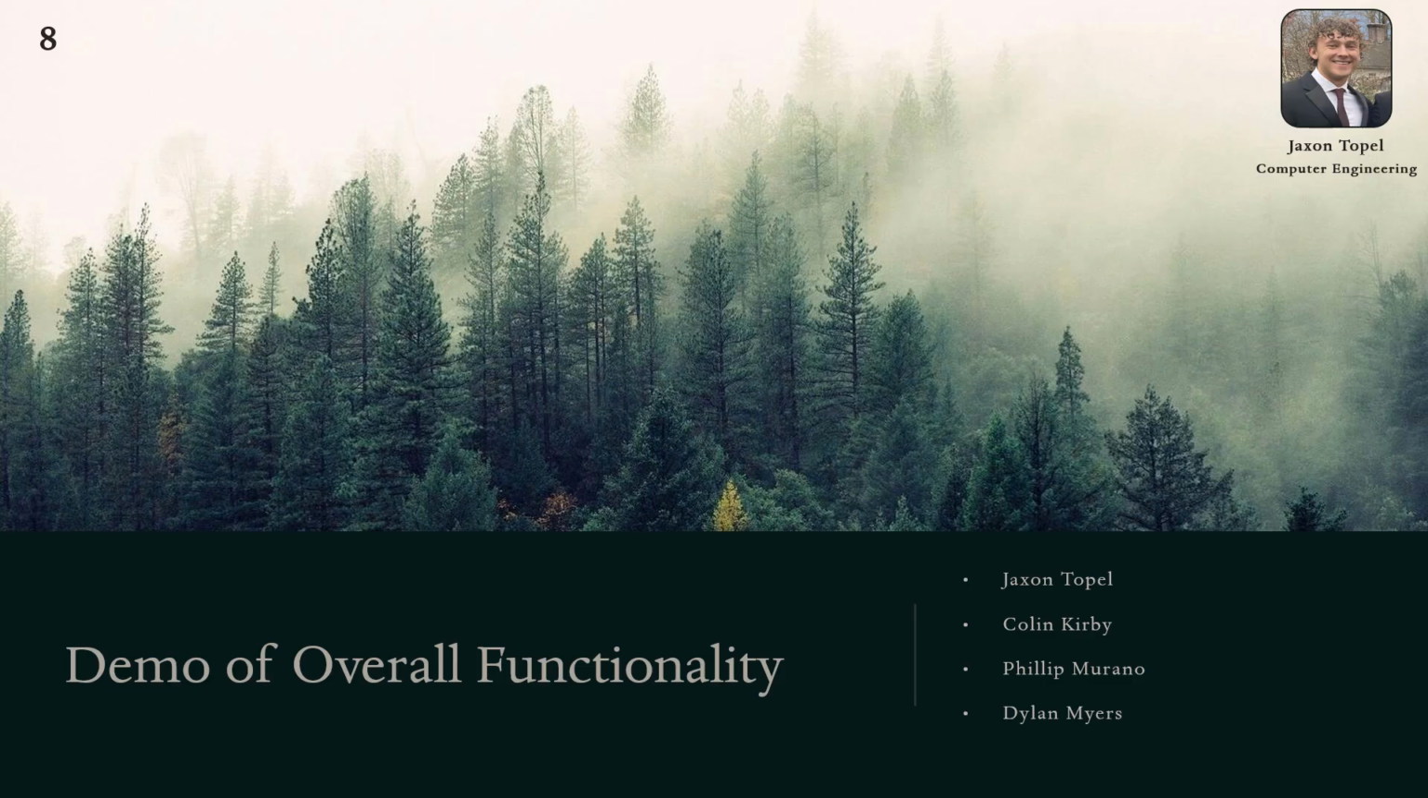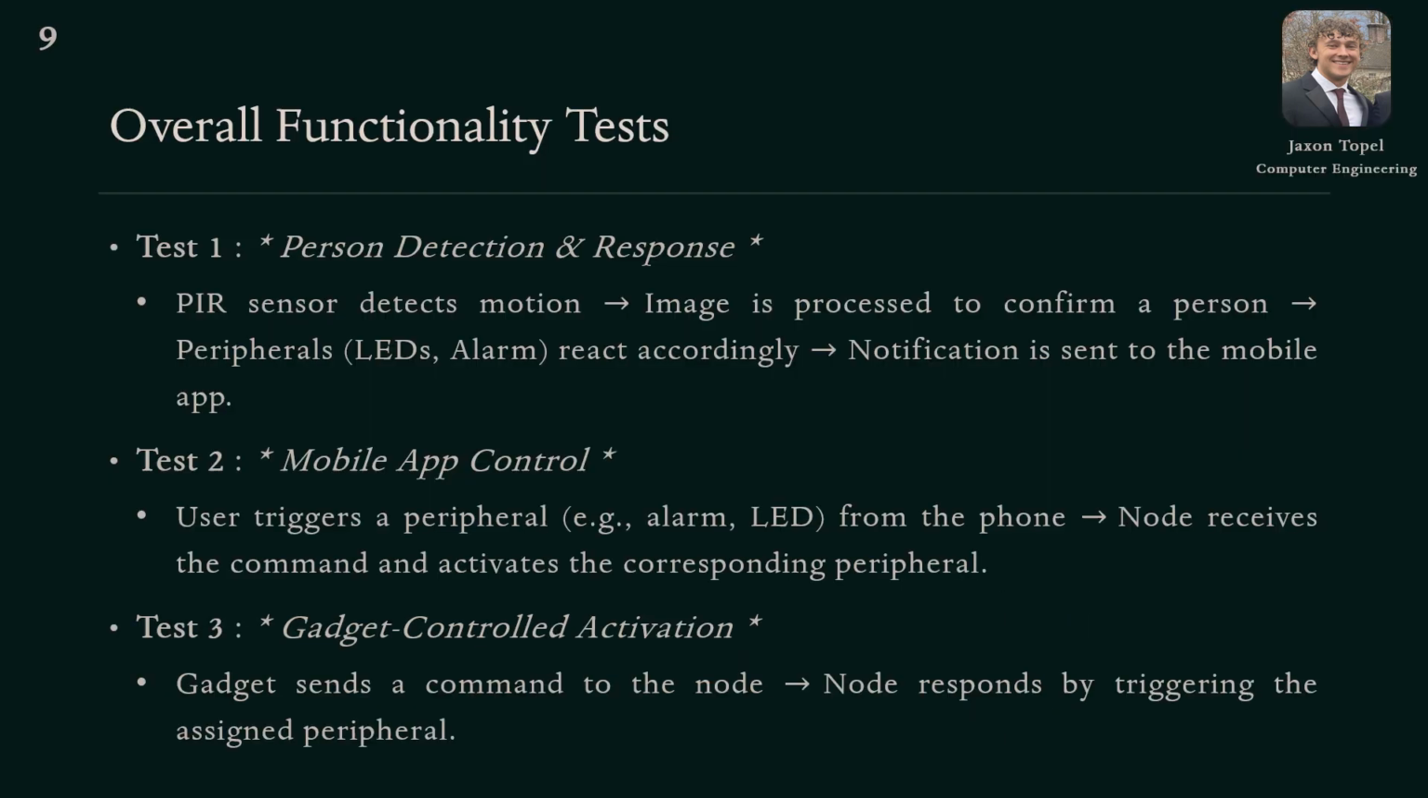This next section of our demo, we will be going through the overall functionality of our system. We will be demoing person detection and response, mobile app control, and then gadget control. The tests that we will be performing to show overall functionality for our system will consist of three tests. First one will be person detection and response, where the PIR will detect motion. Our person detection algorithm will run on the image captured after motion has been detected, and the alarms and LEDs will be sounded accordingly. After that, a notification should be sent to the mobile app.